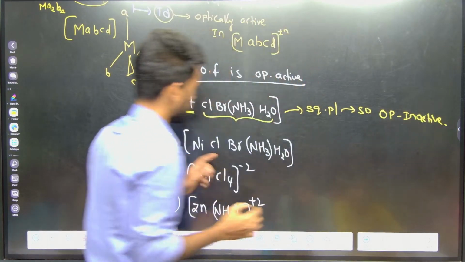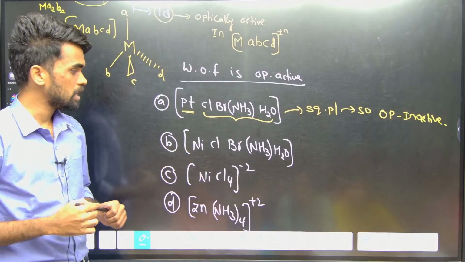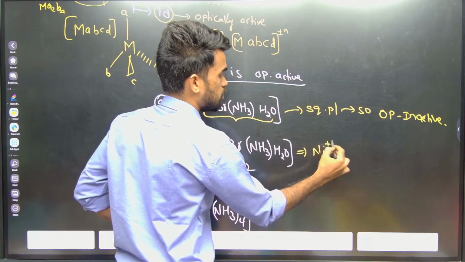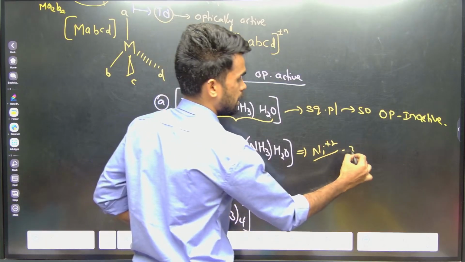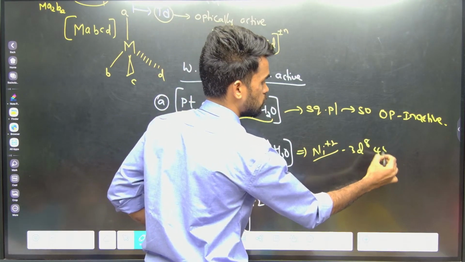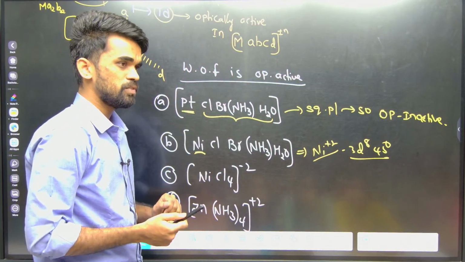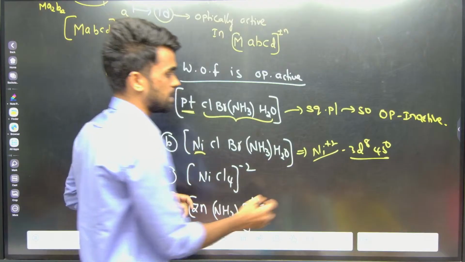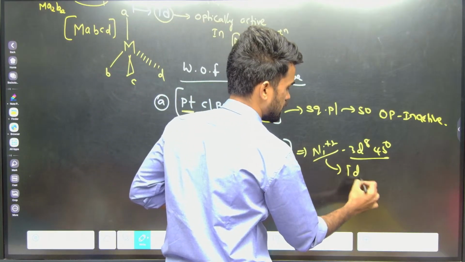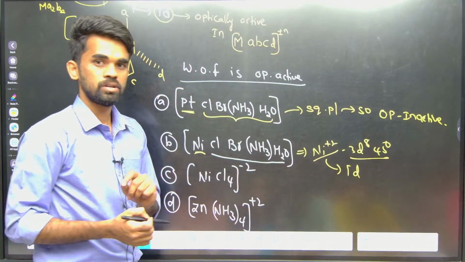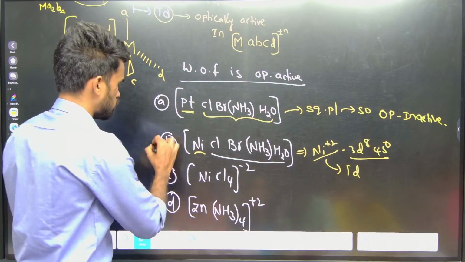What about this one? Nickel is there. Nickel with +2 charge. Nickel +2 means 3d8, 4s 0. So if you do the hybridization concept, just try it once. You will get something like tetrahedral. So tetrahedral with 4 different groups is optically active. So this is your answer.